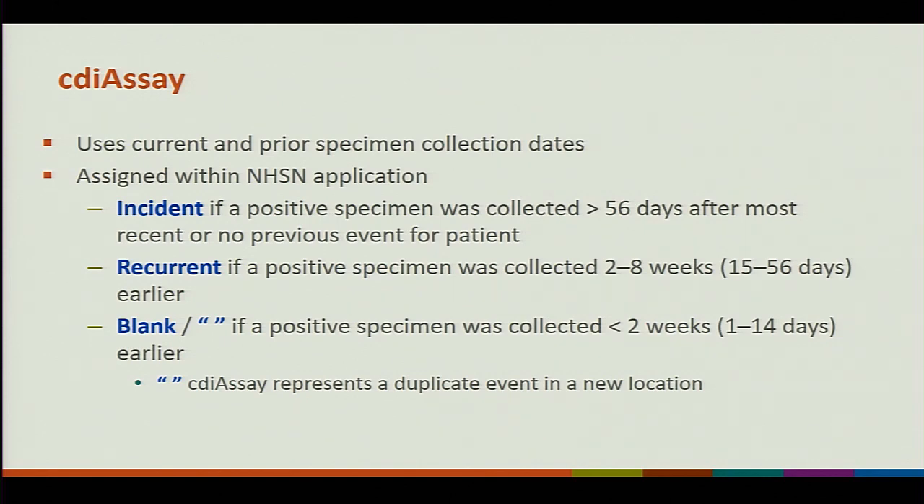You have already had the definition for incident and recurrent, but I would like to talk a little bit about blank. When you review your line list, you might see something blank or think it's missing. It is not an error. It is a classification category where blank represents when a positive specimen was collected less than 2 weeks earlier. So when you see CDI assay is blank, it represents a duplicate event in a new location.